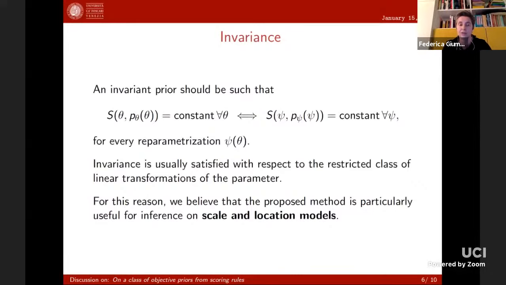So for that mixture of the log score with the Hyvärinen scoring rule, it is invariant with respect to changes of scale and location in the parameter. So I think the idea could be fruitfully applied to scale and location models, where the induced transformations in the parameter space are in fact linear transformations.